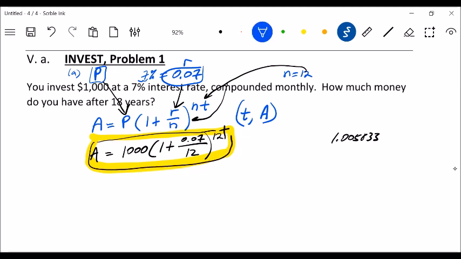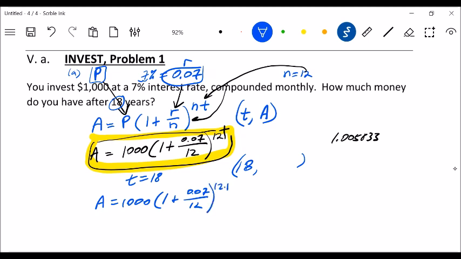Now, we know that the T is 18 years. So T is equal to 18. We're going to want the amount of money that we'll make by the 18th year. So let's put that in. 1,000, 1 plus 0.07 over 12, and 12 times 18. So 12 times 18 is 216. I'm just going to write 216 here.